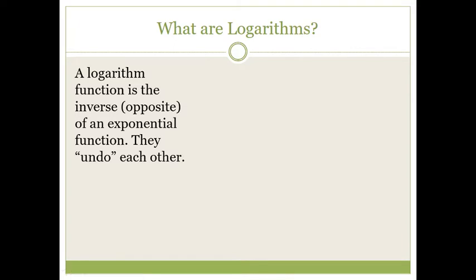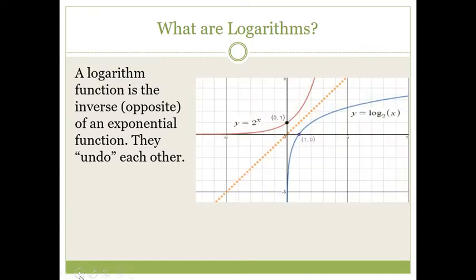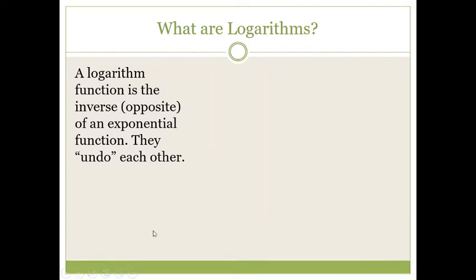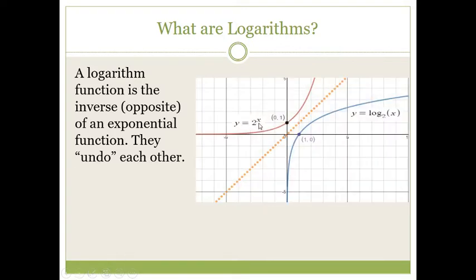A logarithm function is the inverse or opposite of an exponential function. That means they undo each other. Take a look at this graph on the right. Here we have the function y equals 2 to the x, and the function y equals log base 2 of x. Notice that the point (0, 1) is on the exponential function and the point (1, 0) is on the log function. That is because when you have an inverse function, the x and y switch.